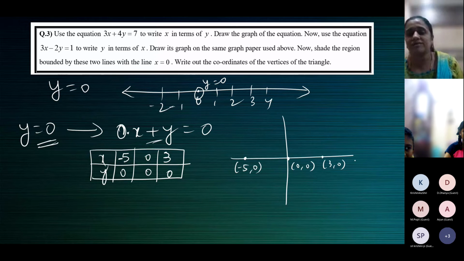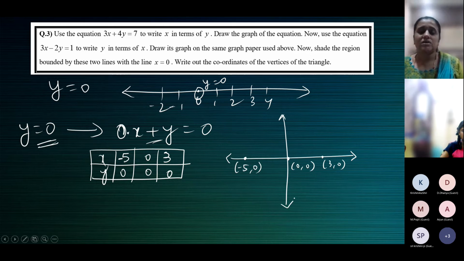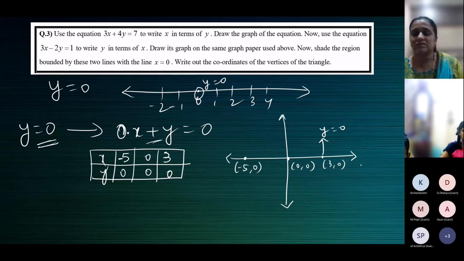They're already connected by the x-axis. So the straight line is the x-axis itself. You don't have to draw it. The three points are already connected because they lie on the x-axis, which means y is equal to 0 is the equation. See, the x-axis is a straight line and its equation is y is equal to 0.